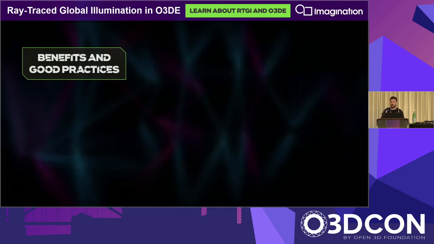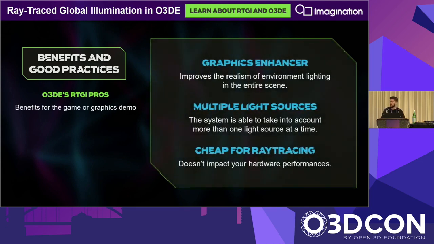O3D RTGI has many pros, as I was mentioning, so I will start from there. First of all, it has many benefits for the game or the graphics demo itself. So it's a graphic enhancer, which means that it improves the realism of the environment lighting in the entire scene. Then it is able to take into account more than one light source at a time. And finally, it's very cheap for ray tracing, which means that it doesn't impact your hardware performance.